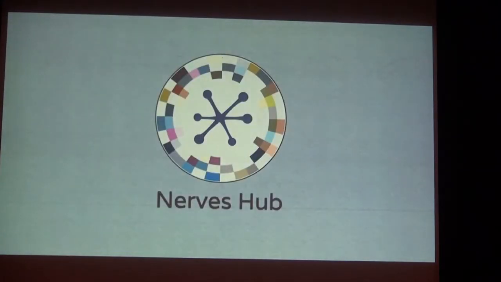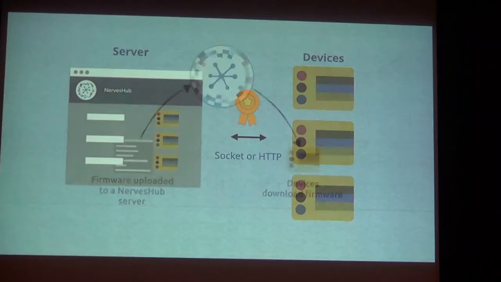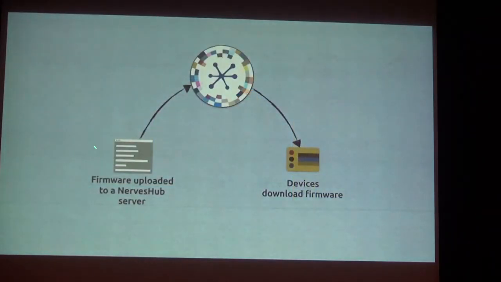Nerves also has a library, a web server called Nerves Hub. Nerves Hub is a web server that allows you to connect your devices using sockets. With this connection protected with SSL, you can upload your firmware to Nerves Hub, and then Nerves Hub will distribute your firmware to your devices. This is helpful when you have many devices.